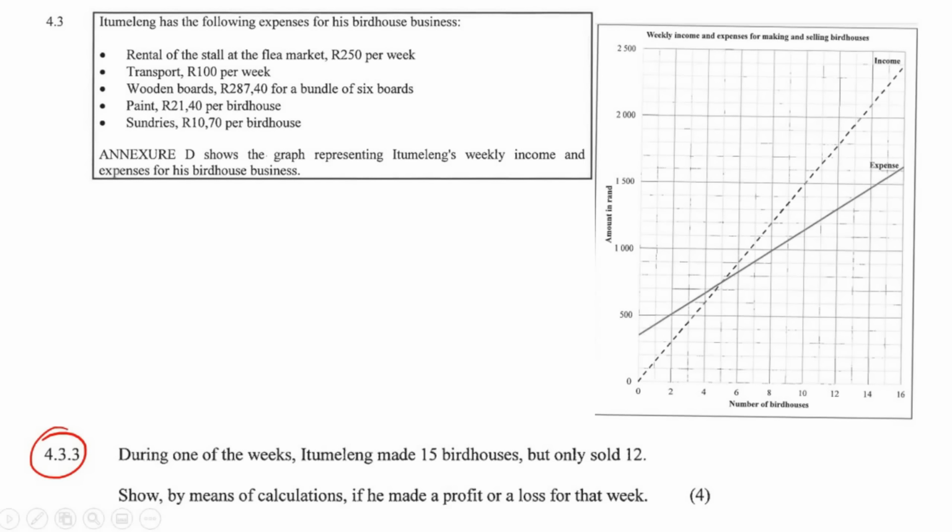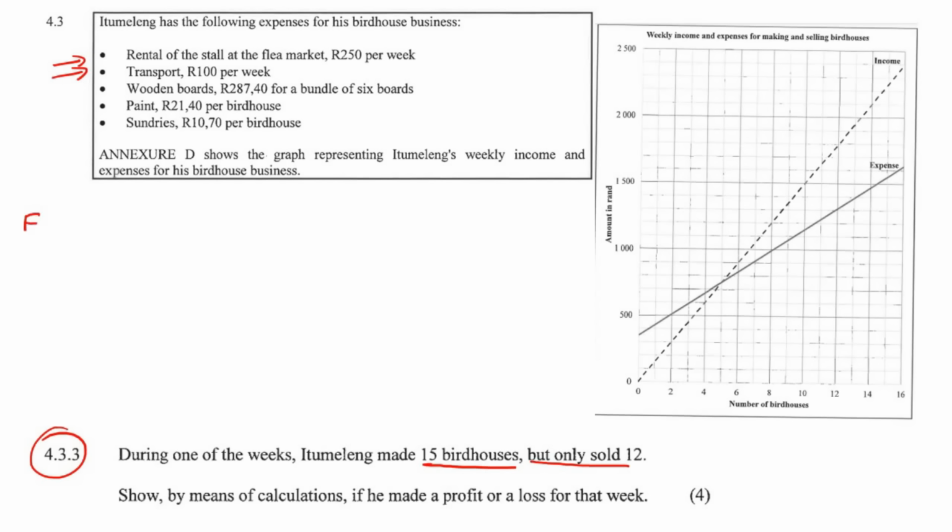So the next question says, during one of the weeks, Itumeleng made 15 birdhouses, but he only sold 12. Show by means of calculations if he made a profit or a loss for that week. Okay, so in that week, whether he sells 100 birdhouses or whether he sells 5 birdhouses, he's always going to have to pay his fixed cost.